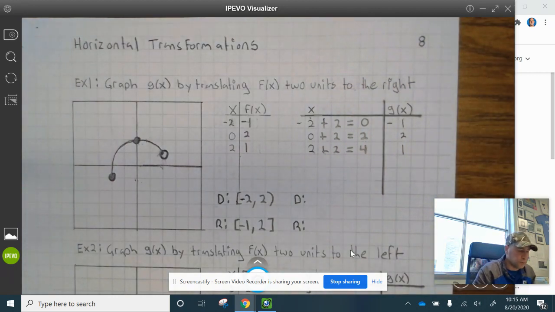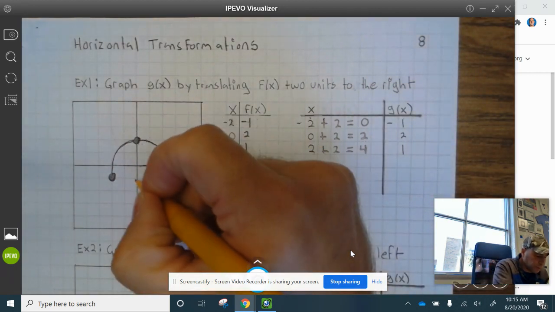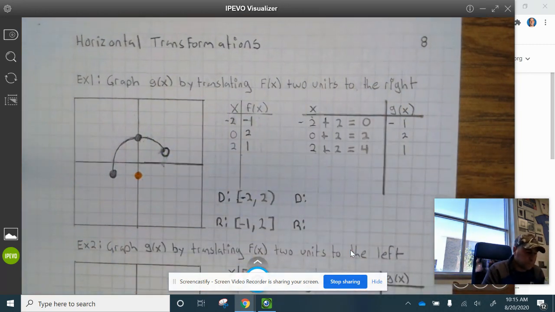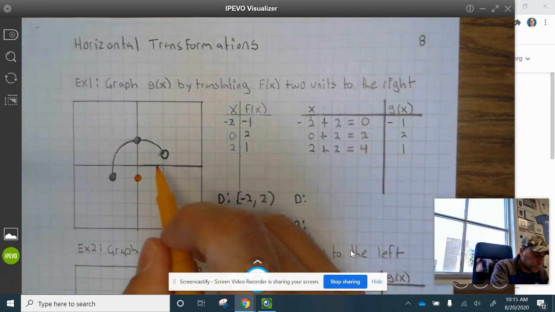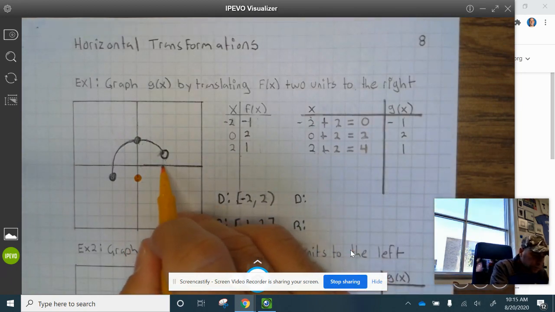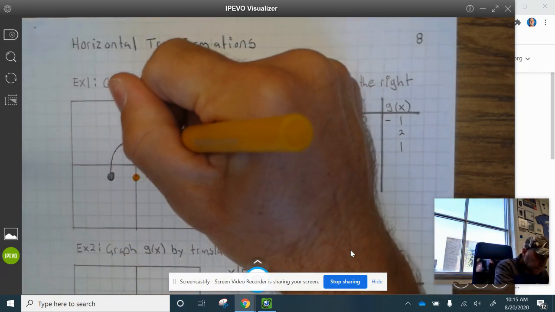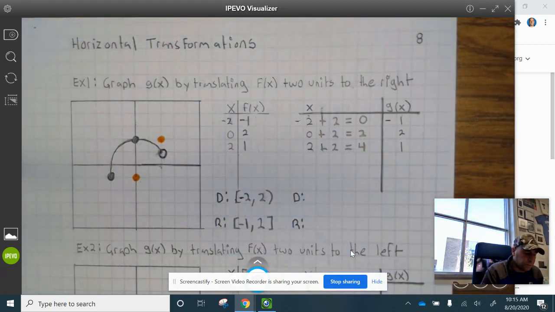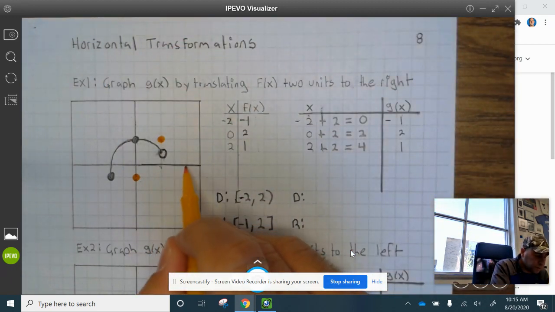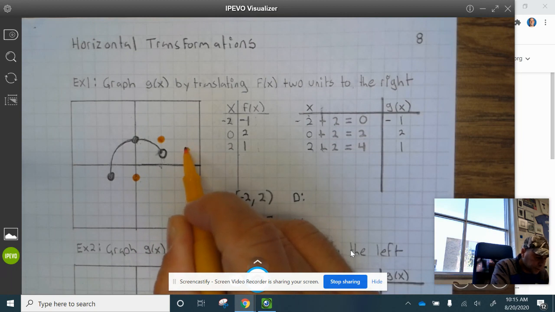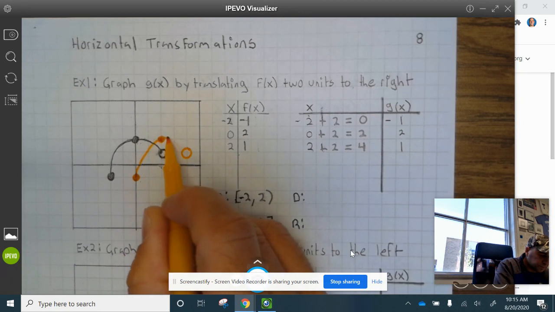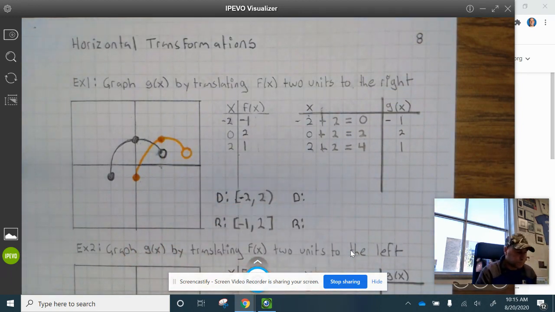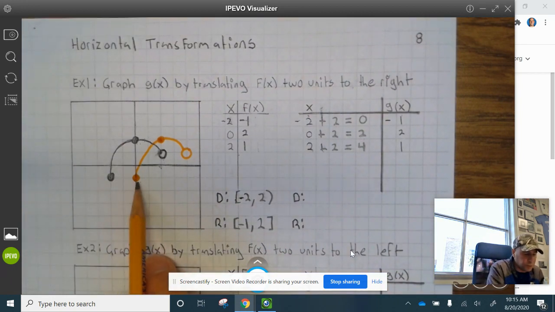Okay? So let's graph those points. So 0, negative 1. And then 2, 2, and then 4, 1. So 1, 2, 3, 4, 1. And that's an open circle. Okay, so you can see from the graph that the graph moved to the right 2 units.